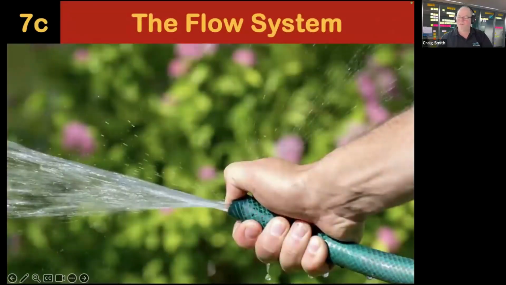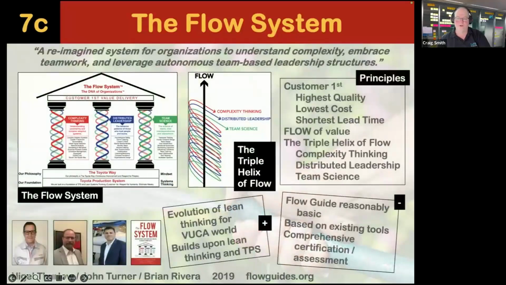Then we have the flow system, which is probably a more modern version of Lean. This came out a few years ago from 3 ex-Toyota folks, Nigel Thurlow, John Turner, and Brian Riviera. It talks about this triple helix of flow. Not a lot of rocket science, and there's things that we've always been talking about, I think, like complexity thinking, distributed leadership, and team science. They've sort of reorganized the house of Lean, as you can see there, based on those 3 pillars, with the Toyota way at the bottom and the customer at the top.